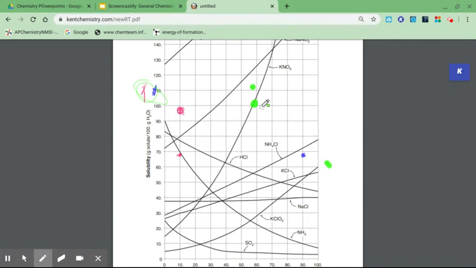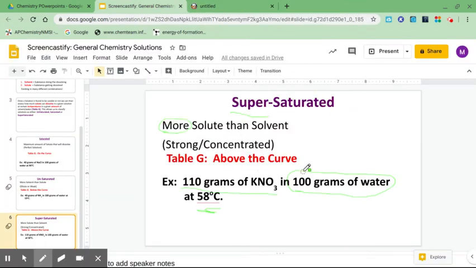Notice 100 grams is where something would be saturated, but I am higher at 110. And notice 110 is higher than 100. And that makes this a supersaturated solution. When we're understanding table G again, first notice how much water is there. Then look up to see what the solute is going to be, saturated, and then compare your numbers. If I'm equal, you're saturated. If I'm above, I'm super. If I'm below the curve, I am unsaturated.